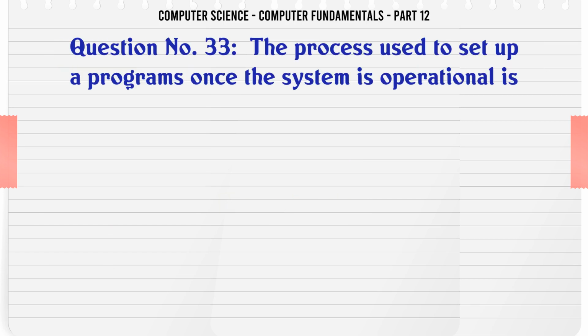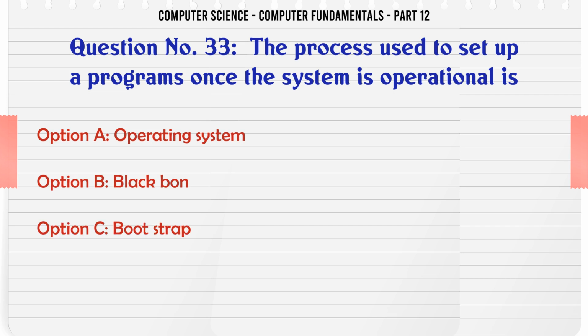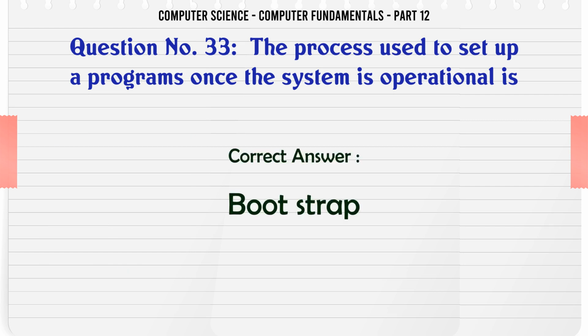The process used to set up a program once the system is operational is A. Operating system, B. Blackboard, C. Bootstrap, D. Utility. The correct answer is bootstrap.